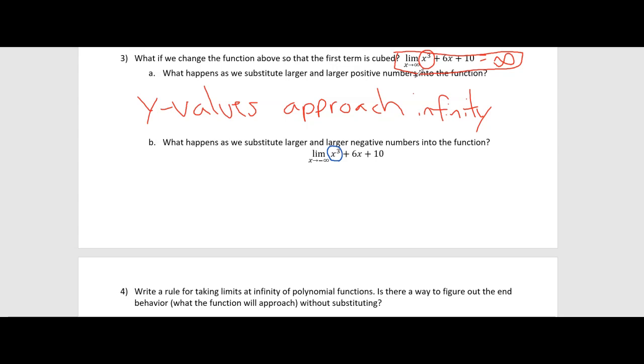So if I cube a negative number, the number is going to stay negative, right? If I cube negative 2, that's going to be negative 8. So if I keep substituting in larger and larger negative numbers, my y values are going to approach negative infinity, not positive here.